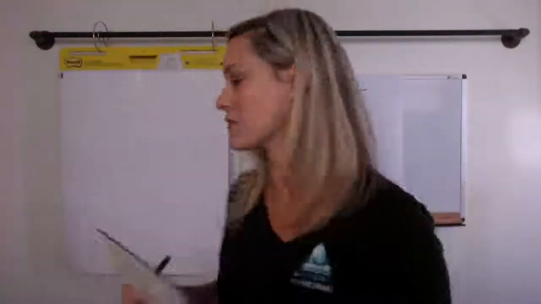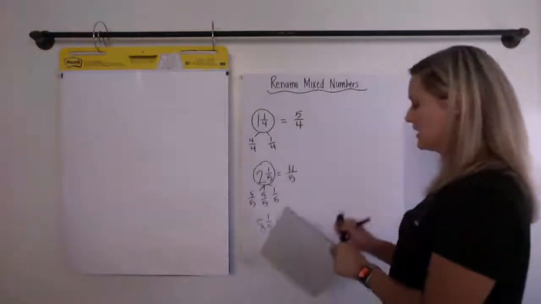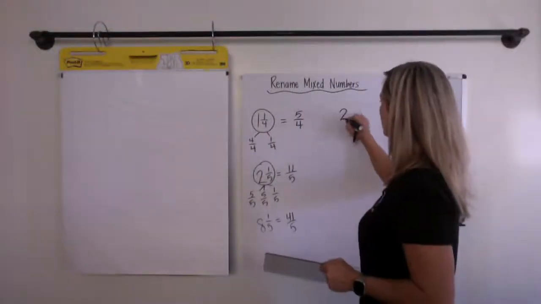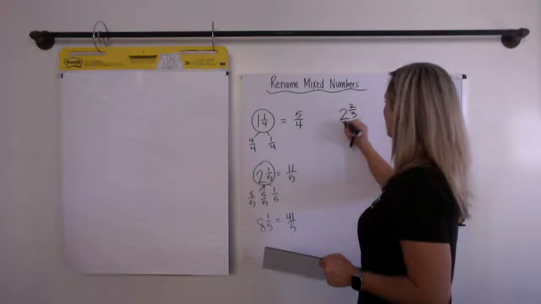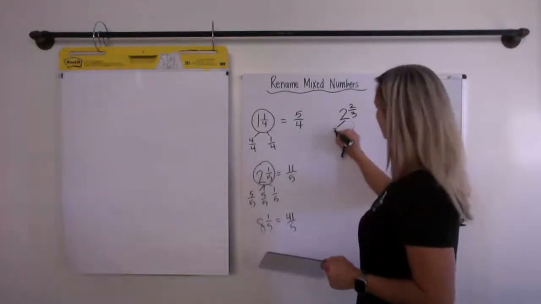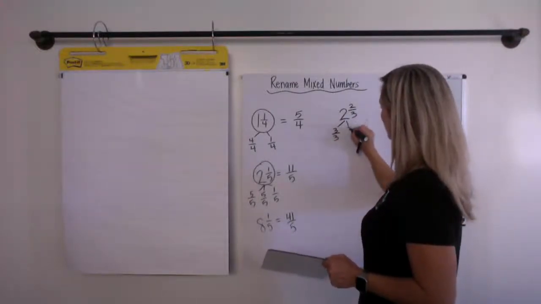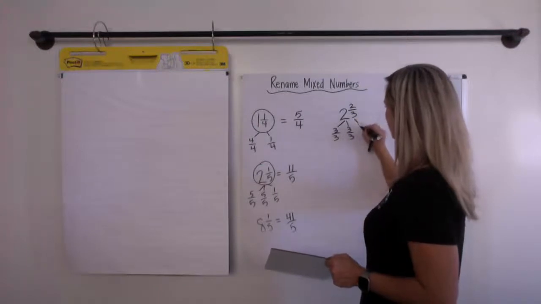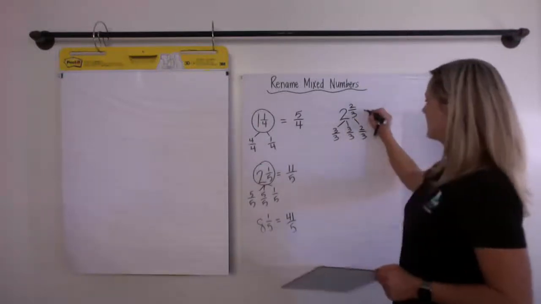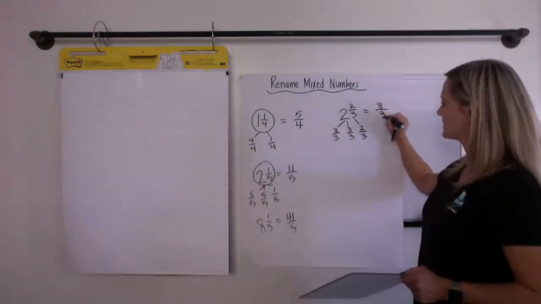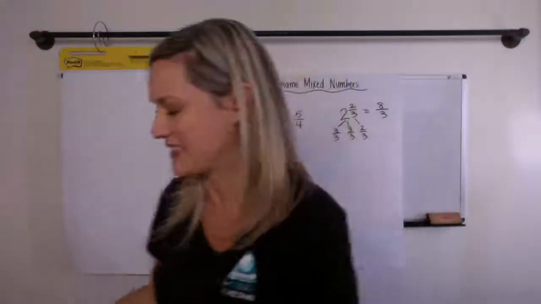All right, so let's write down that one. So 2 2/3. We could write 3/3, 3/3, 2/3. Add them all together and you get 8/3, right? Fancy schmancy. Okay, I'm going to write our story problem.